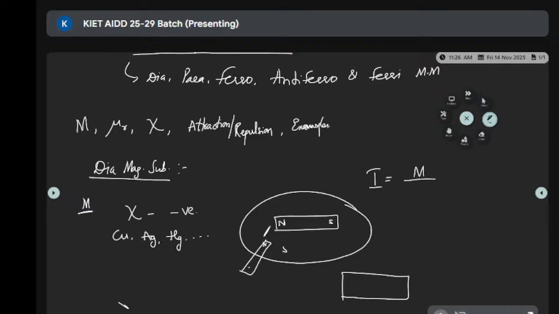Okay, one substance is made up of material A, another substance made up of material B. The magnetic moment developed in this material is M1, and the magnetic moment that is developed in this material is M2. Those two values will not be the same.